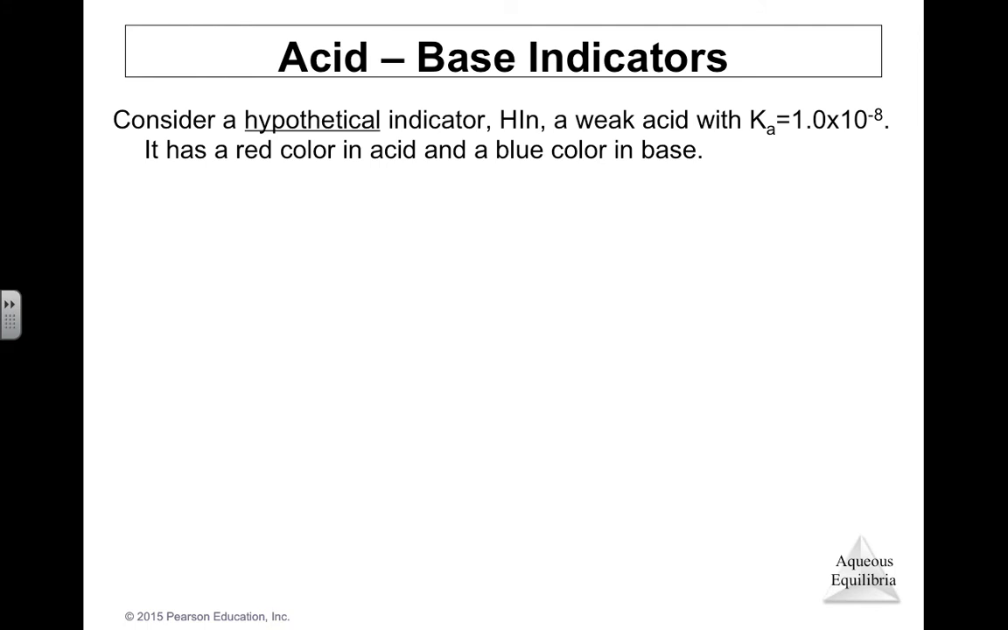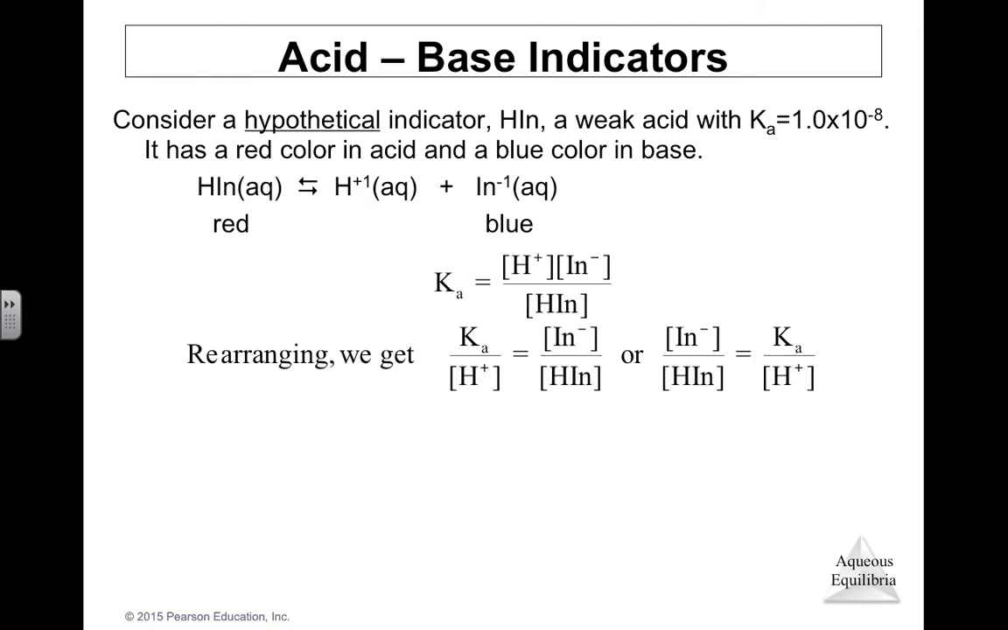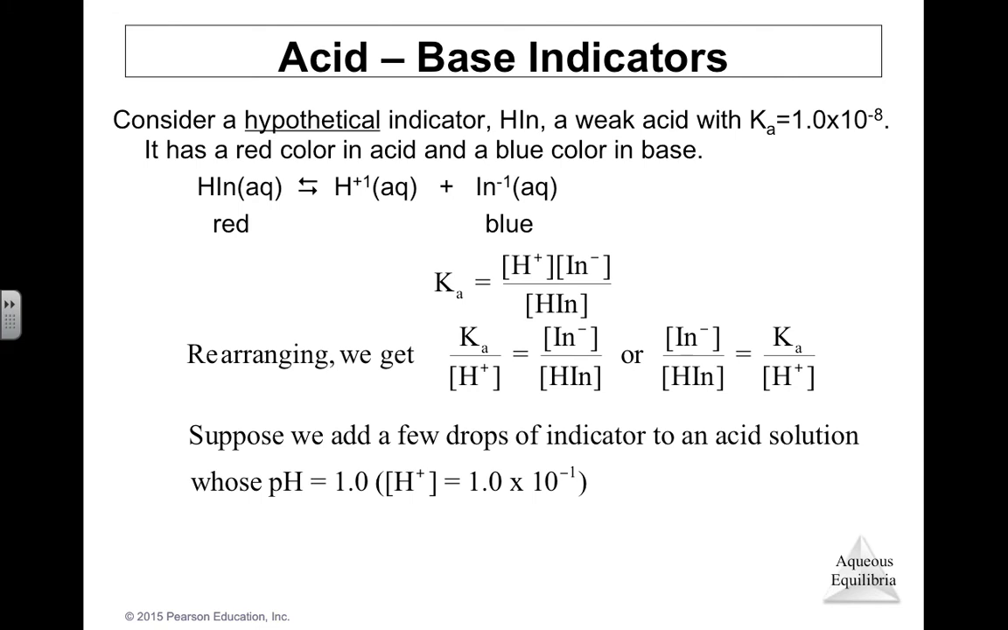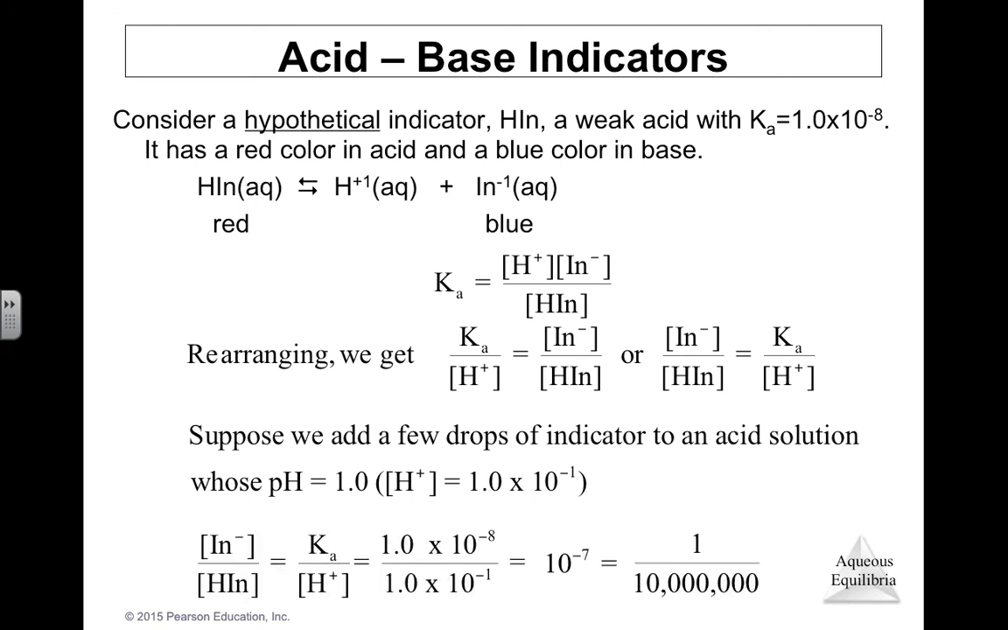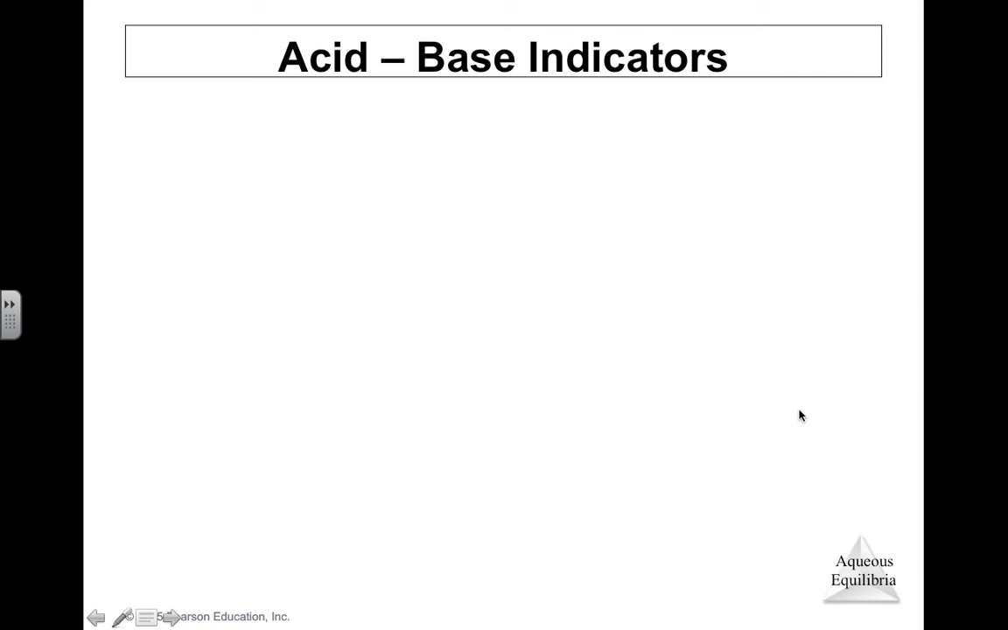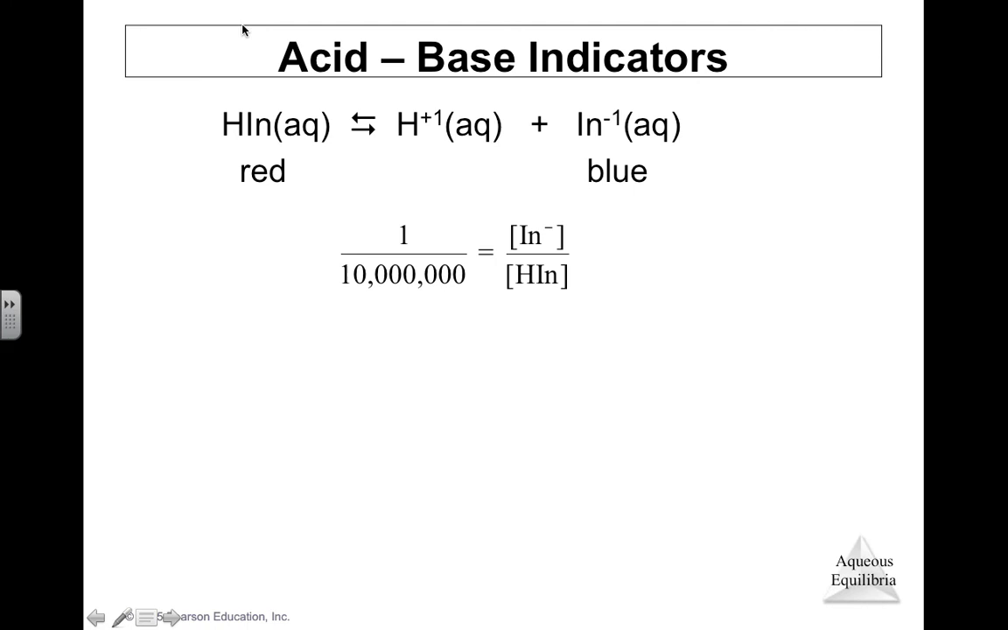Now this slide is just going to show you the derivation of why indicators are useful and why we know what we know about pH with indicators. So if we consider this indicator, this HIN, this is a weak acid, I gave you the Ka. It's red in an acid, it's blue in a base. Now we could rearrange this entire Ka expression to look at the ratio of IN minus to HIN, and then we can add a few drops to an acidic solution. Now, we know this is red, we know the conjugate base is blue.